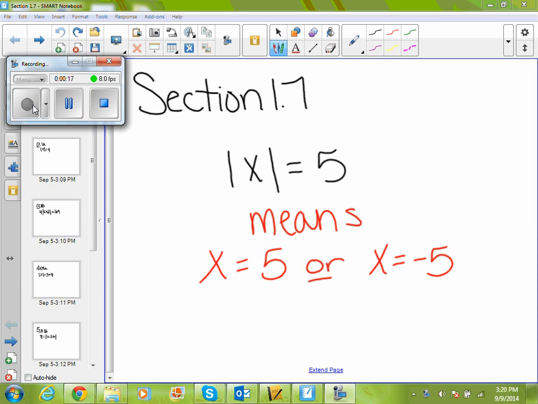So absolute value has two answers, a positive answer, so x is equal to 5, and a negative answer, x is equal to -5. So you'll always have two answers.